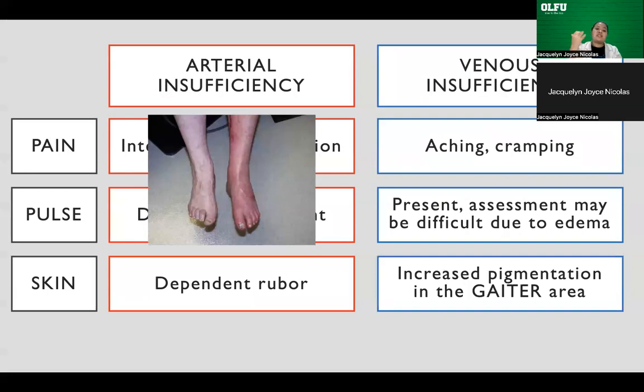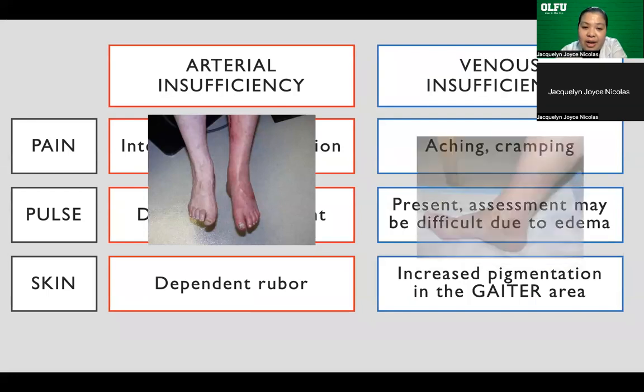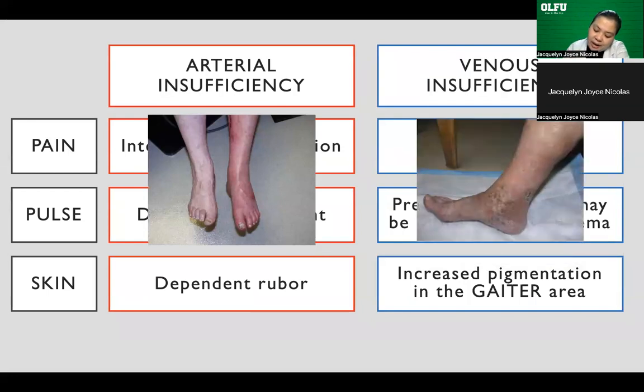Then venous insufficiency naman, the problem with the skin, there is increased pigmentation in the gaiter area. This is the gaiter area. Okay, let me just, and that's the gaiter area. Okay. So, dyan usually nakikita nyo meron siyang mga problem sa skin. Okay, so yan, venous insufficiency. Next.